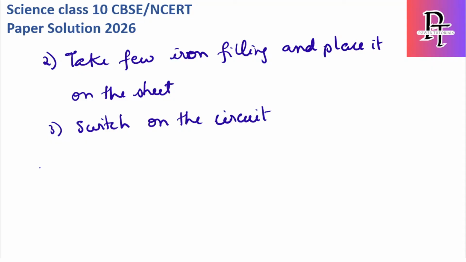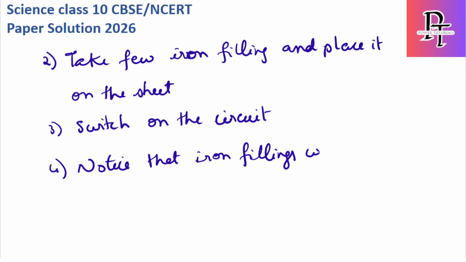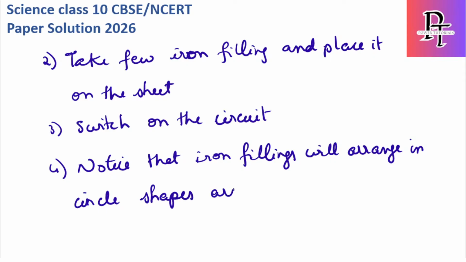So now what will happen? We will notice that the iron filings will arrange in circle shapes around the wire.